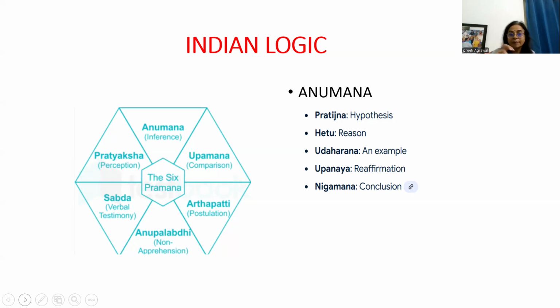Upaman means comparison. Arthapatti means postulation. Anupalabdhi means non-apprehension. Then Shabd means verbal testimony. And Pratyaksh means perception, that is, what our own views and suppositions are. There are many steps of Anuman. This is an extremely important topic from the examination point of view.